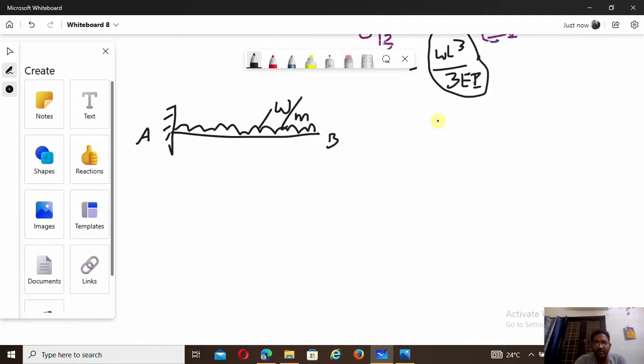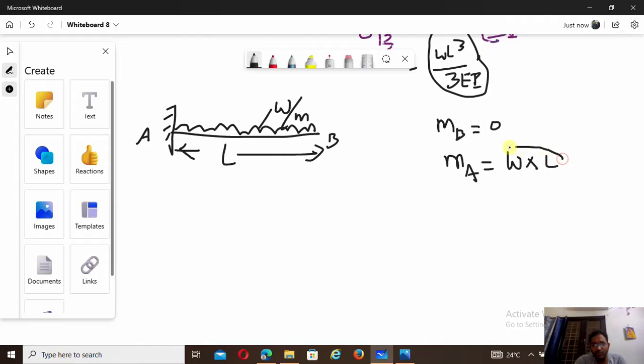First of all, you have to calculate the moments. MB is equal to 0. So you already discussed this in the shear force bending moment diagram chapter. MB is equal to 0, and finally MA, you will get W, that is load, into the distance here, L. So load into L be the force, here the W per meter. So for every meter it is acting W. So for L meter it is W into L, and it is acting at L by 2. So this is the moment about A. So W L square by 2.